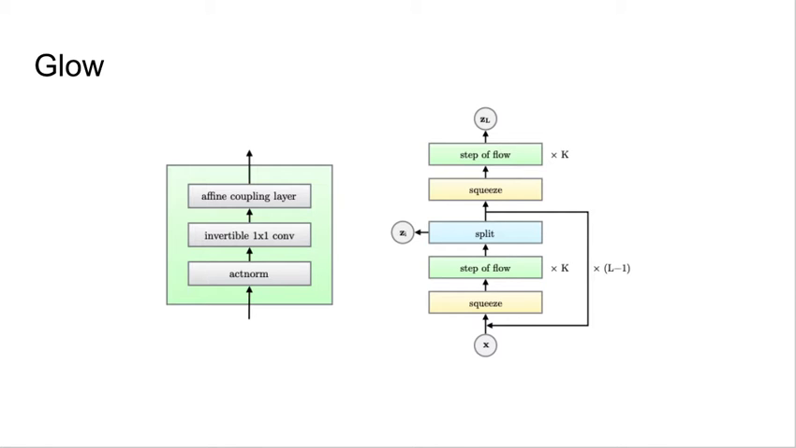The invertible one-by-one convolution is the key invention of GLOW. In flow-based generative models, after every coupling layer, only half the channels are transformed while the other half are kept the same. So the authors proposed an invertible one-by-one convolution layer before each coupling layer, which can be seen as a generalization of the channel permutation operation.